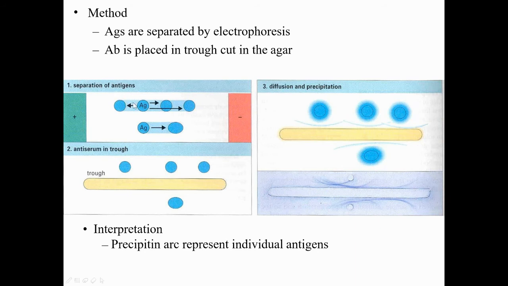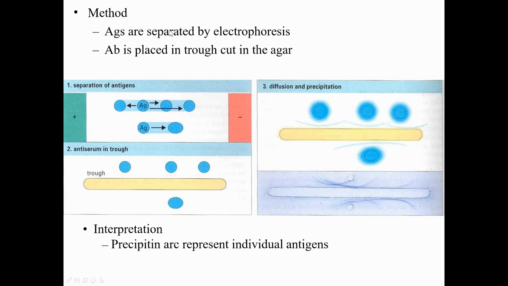So, the antigen will be separated. After that, anti-serum will be added to the trough. Both the antigen and antibody will go for a diffusion process or precipitation reaction. Then we can see the precipitin arcs or rings. The precipitin arc represents an individual antigen.